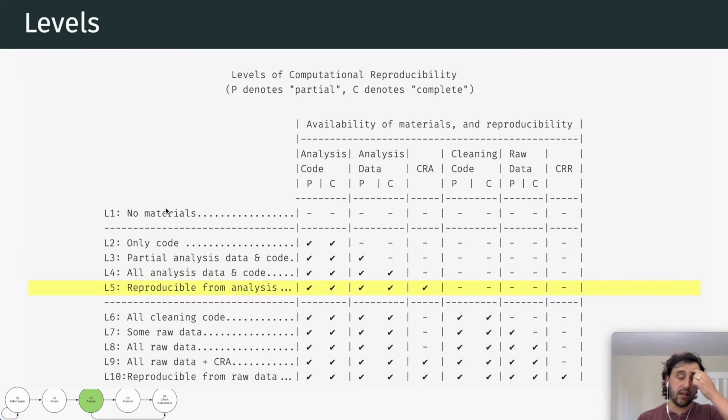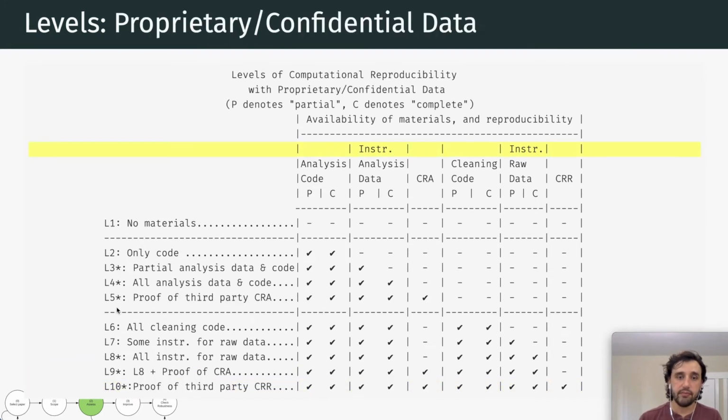and then being able to reproduce exactly the same results starting from analysis data, what we call computational reproducibility from analysis data, or CRA. Then the same exercise, but from raw data. So having all the cleaning code, having all the raw data, and being able to reproduce from raw data. And this scale is subjective. It might not be obvious all the time that one level is superior to the other, but I think these categories are helpful to distinguish the different scenarios and to aggregate this information later on.